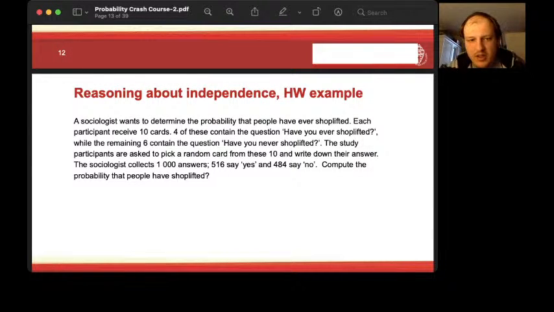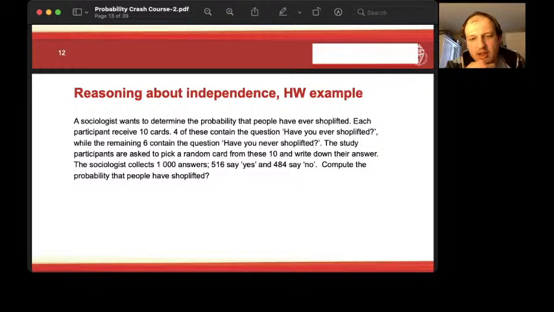Okay, we can continue with this example. Yes, you should all be familiar with this question. So we have every participant has either shoplifted or not, and they receive randomly drawn cards which say have you ever shoplifted or have you never shoplifted, and then the answer yes or no.